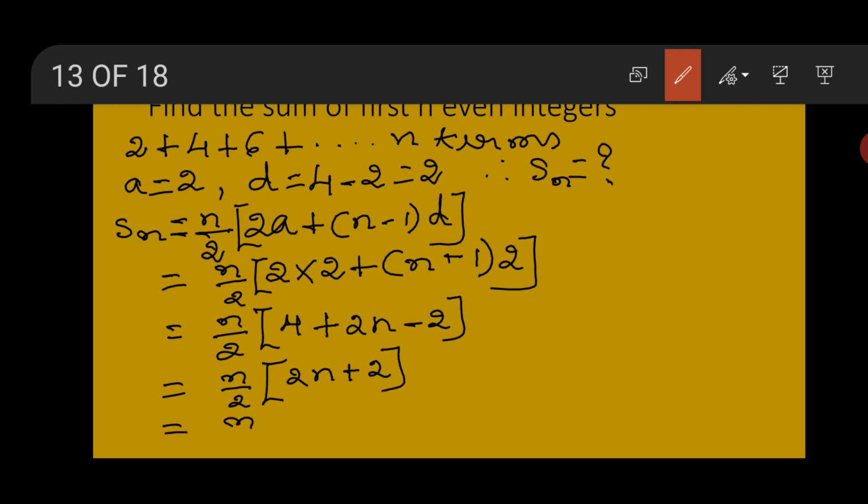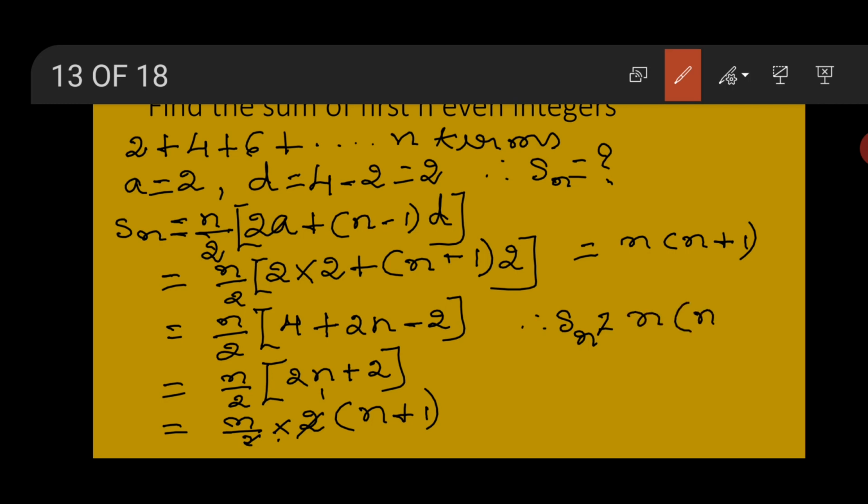Take the common factor outside. n by 2 into the common factor, which is 2, take outside. n plus 1 is remaining inside the bracket. The 2 ones get cancelled. So the answer is n into n plus 1. Therefore the sum of first n even integers is given by the formula Sn is equal to n into n plus 1. This is also very important. Note down.